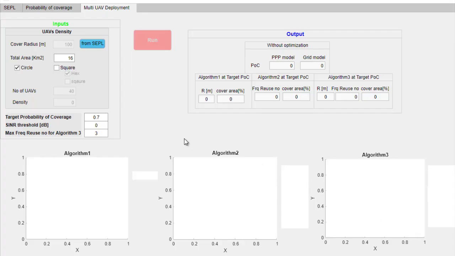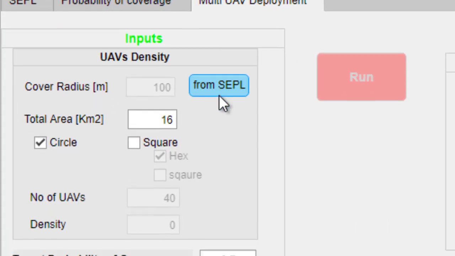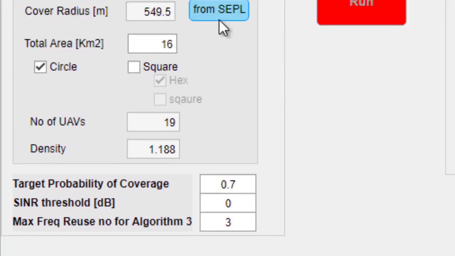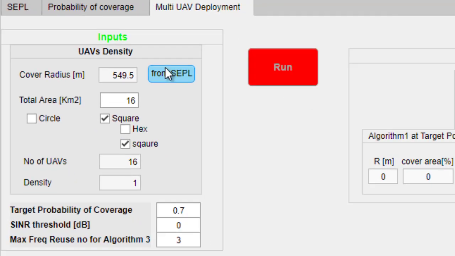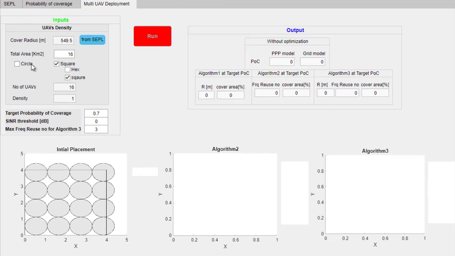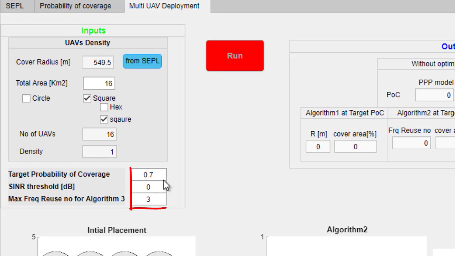The last part of the application is the multi-UAV deployment. The number of UAV required to cover the area is calculated by acquiring the UAV coverage radius from the SEPL model part. The UAV are placed using a circle or a square packing. The user is allowed to set the target probability of coverage, signal to interference and noise ratio, and maximum number of frequency reuse for the third algorithm.